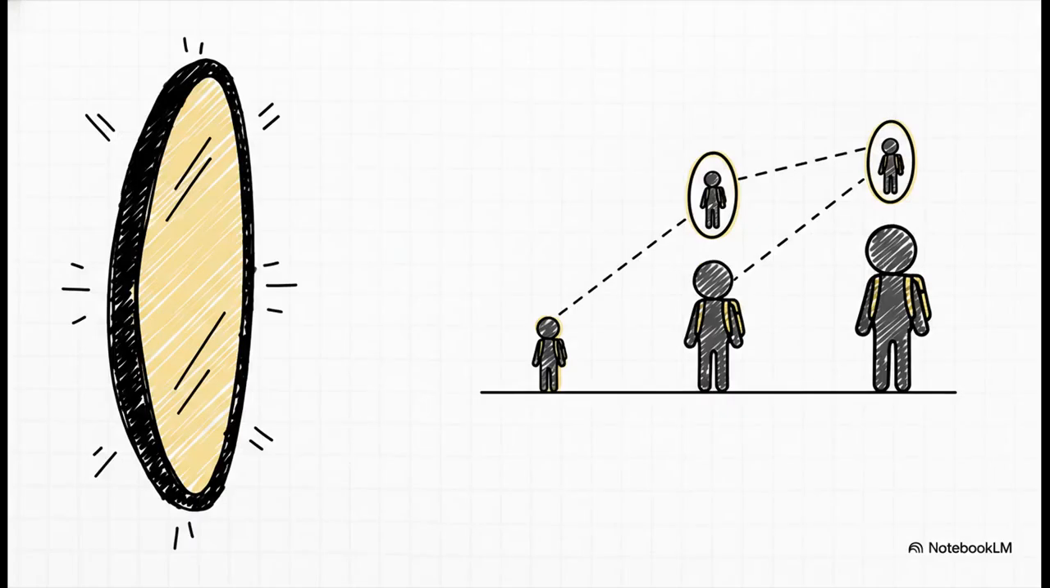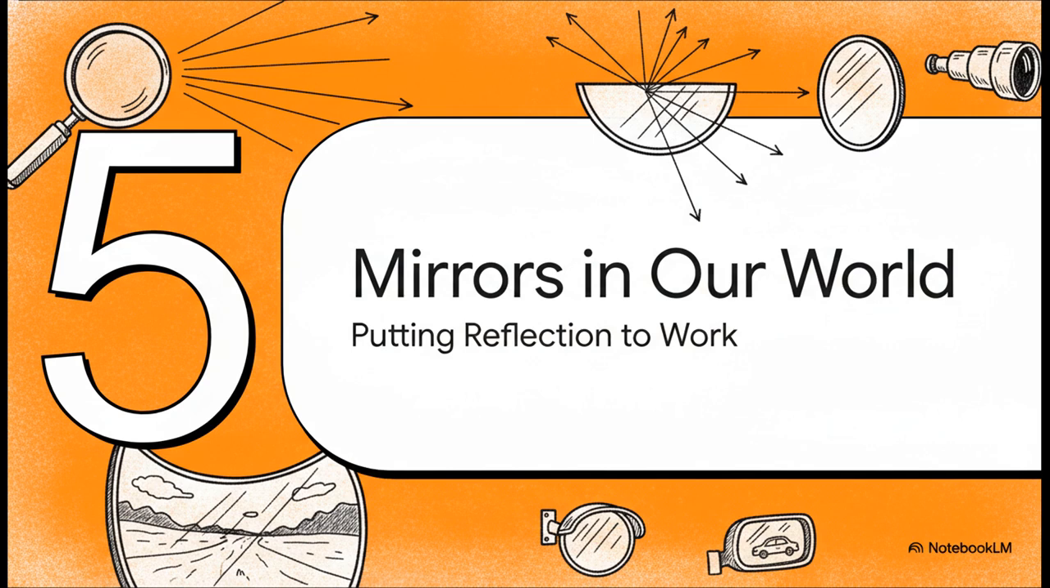Convex mirrors, on the other hand, are much simpler. No matter where you stand, your reflection is always upright, always virtual, and always smaller than you are. And it's this predictability that makes them so incredibly useful. Okay, now that we've got the physics down, let's see how these awesome principles, focusing, magnifying, and widening our view, are actually put to work all around us.